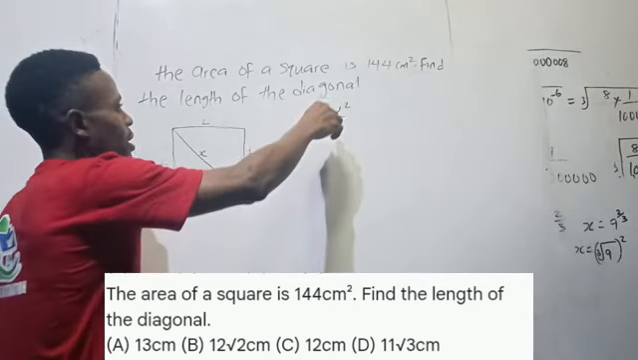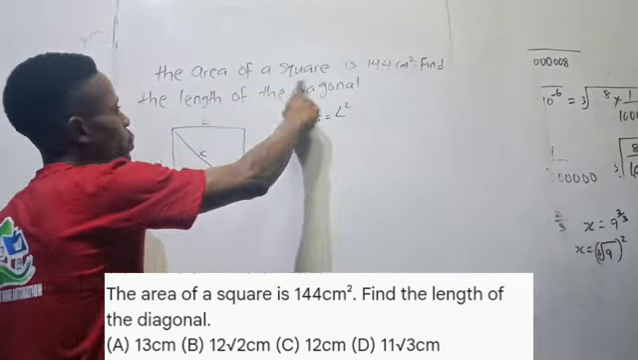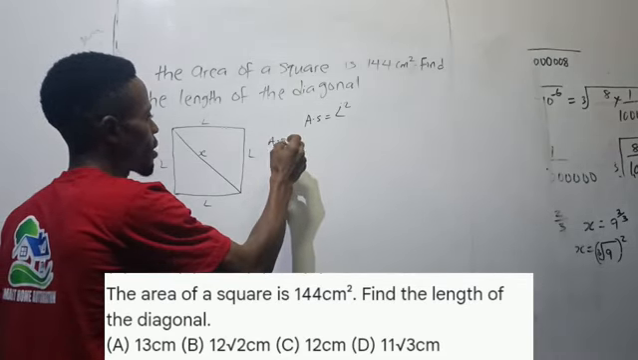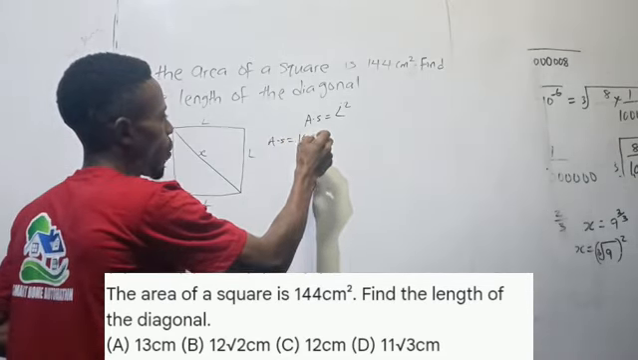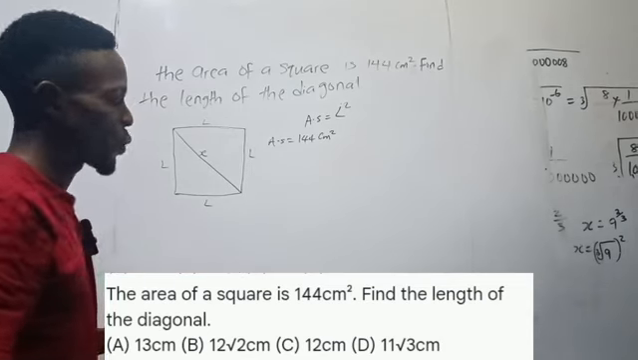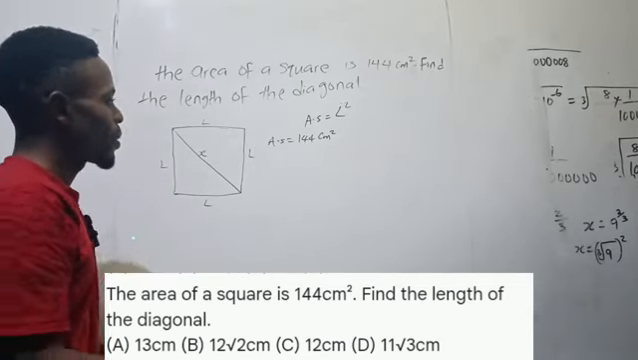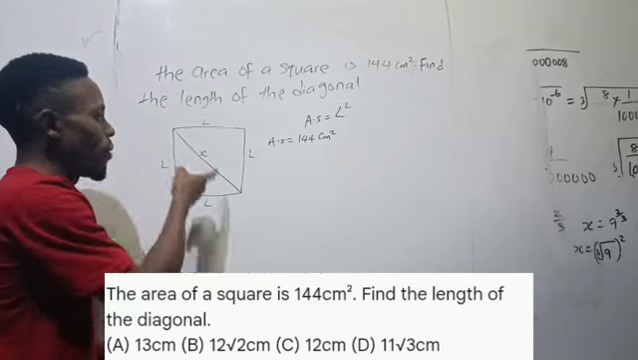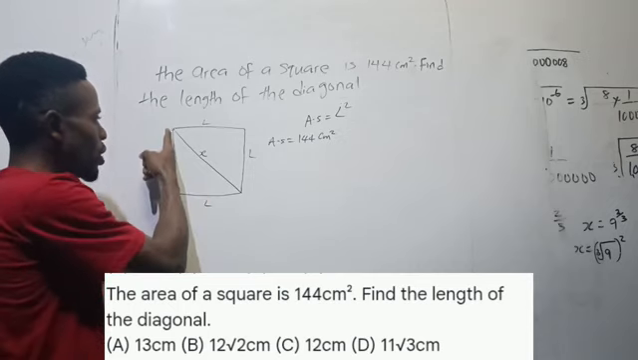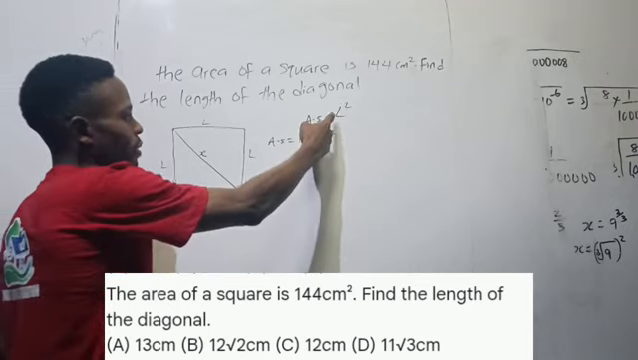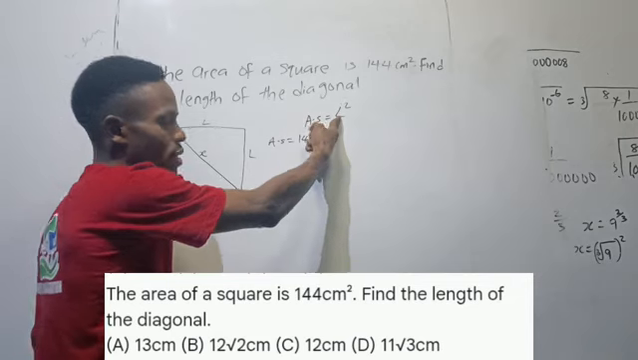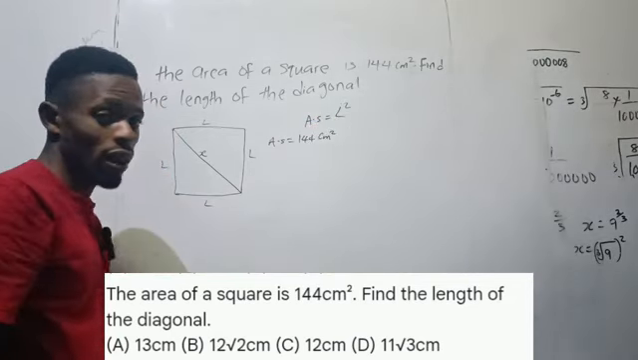We're given that the area of the square is 144 centimeters square. Before we can get our diagonal, we need to find the length of the square. The area of the square is given as 144, but we don't know the value of the length. From this, we can get the value of our length.